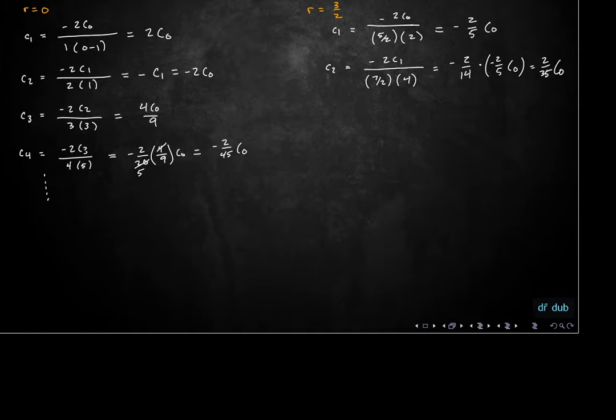c3 is going to be negative 2 c2 over 9 halves times 6, which is negative 4 over 945 c0. And I'll just give you c4. Turns out to be 2c0 over 10,395.